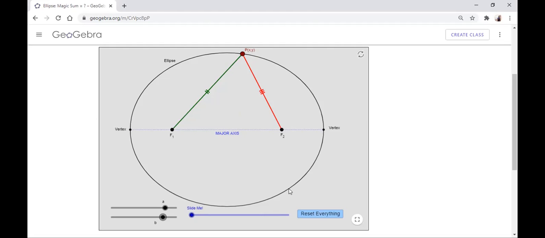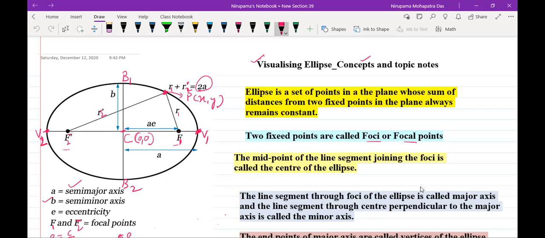Okay, so I have prepared a brief note for you including all the concepts. Visualizing the ellipse is done. Now, concepts and topic notes. So first of all, coming to the concept, how do we define an ellipse?